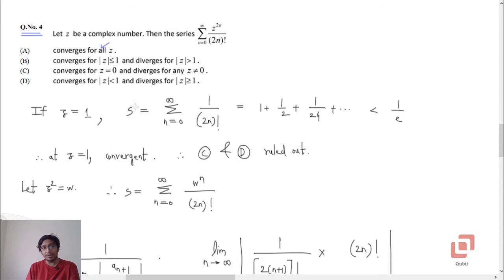Okay, now at first what I did was I substituted z equal to 1 and observed what happened.